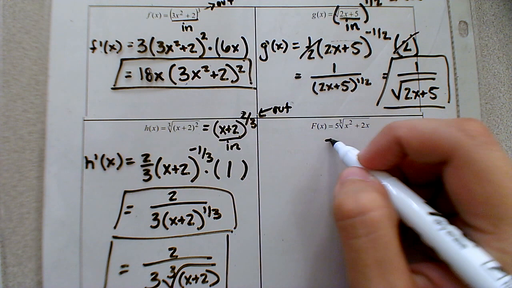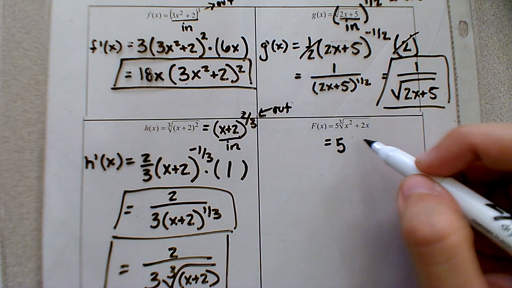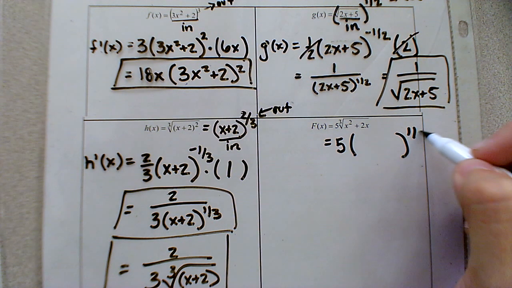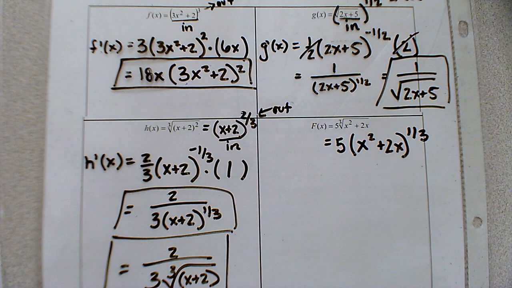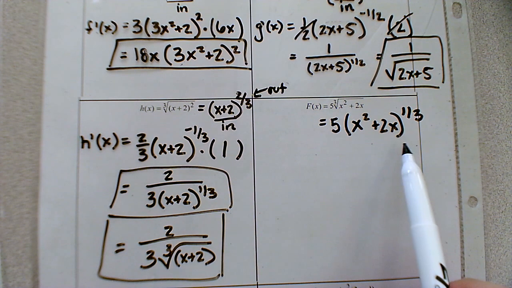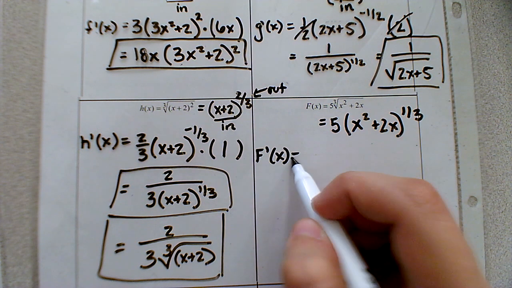All right, if we check out the next one, let's go ahead and rewrite it. So we have the coefficient of 5 out front, and instead of a cubed root, I'm going to write it as a power of 1/3, and we'll have x squared plus 2x on the inside. So this is just rewriting the original function.